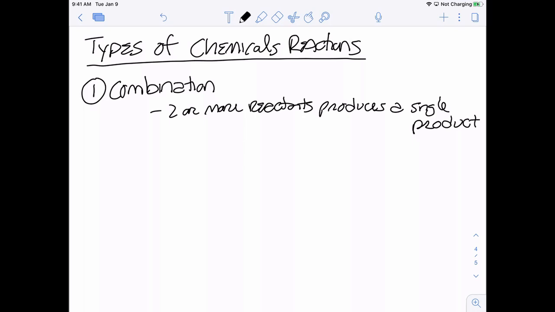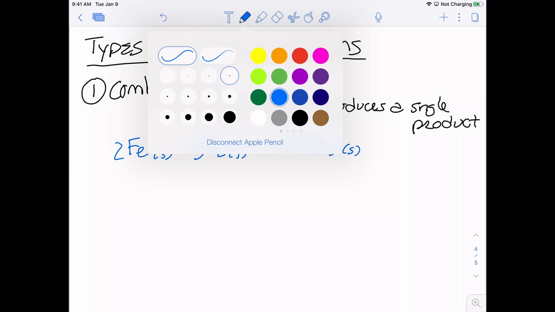The iron example that I did on the last video would be a combination. So I'm taking iron, I'm combining it with oxygen, and we're producing iron 3 oxide. We did balance this. So 6 oxygens on both sides and then 2 iron. So more than one reactant, in this case 2, producing a single product.